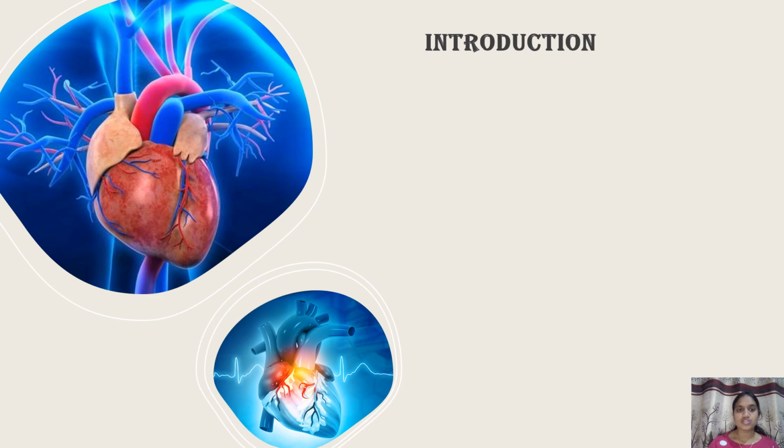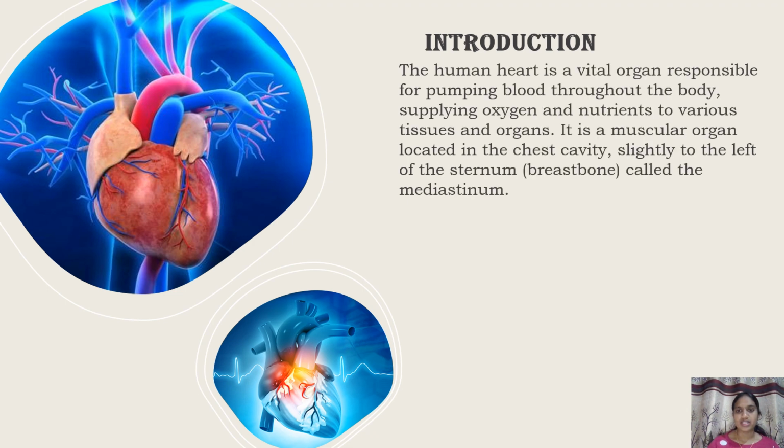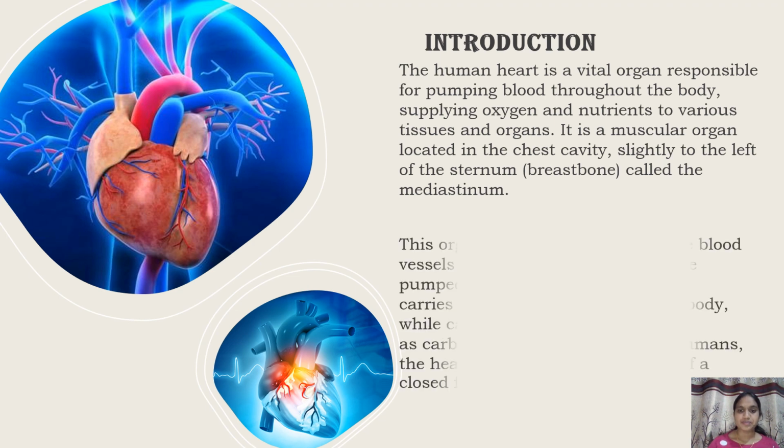So the heart is the most important part of our body, where it pumps blood from the heart to other parts of the body and also receives purified blood from the lungs, which is called double circulation. The human heart is a vital organ responsible for pumping blood throughout the body, supplying oxygen and nutrients to various tissues and organs. It is a muscular organ located in the chest cavity, slightly to the left of the sternum, that is the breastbone, called the mediastinum.